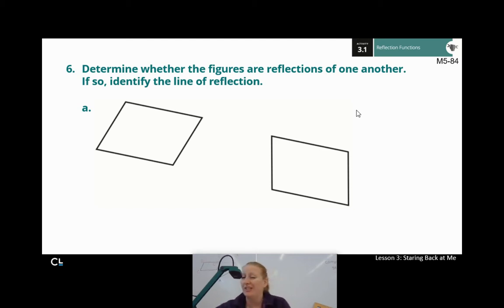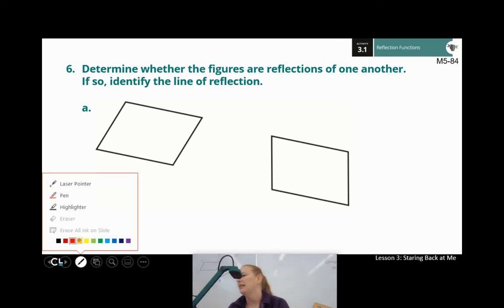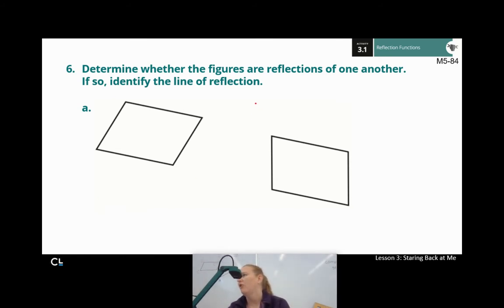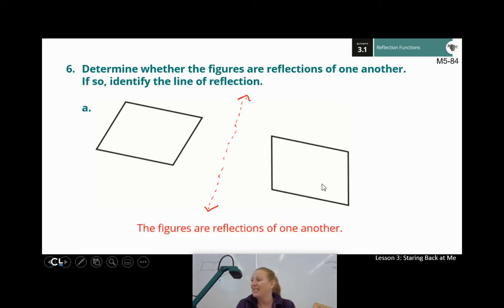Now, this isn't going to be very good because I'm using my tablet, but you get the idea. I can see that if I folded it right down here, along this line, I should get reflections of these two. So I would say, yeah, these figures are reflections of one another. I could draw a line right down the middle and fold it. It's a reflection.